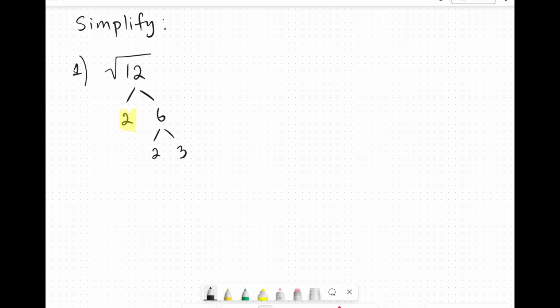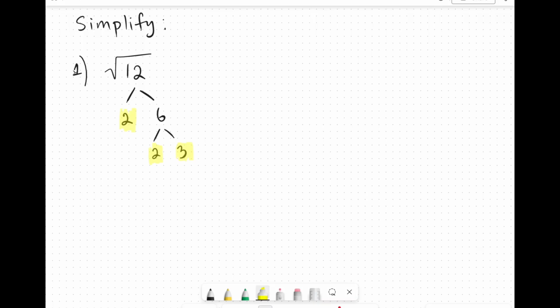Now ask yourself if the two numbers that you obtained from 6 can be broken down more. The answer is no. 2 is prime and 3 is prime. With that, the breakdown for 12 consists of the three highlighted numbers, 2, 2, and 3. Notice I am not using 6 because 6 was broken down more. We are only using the highlighted numbers.